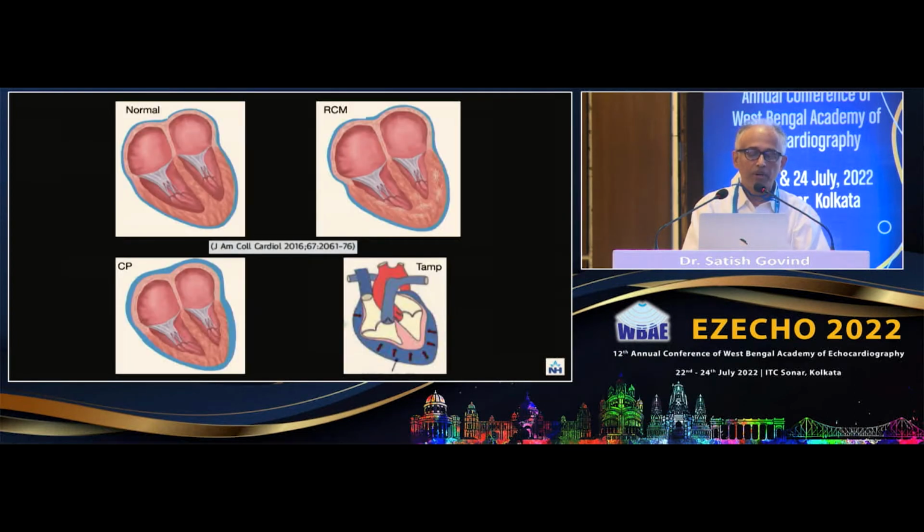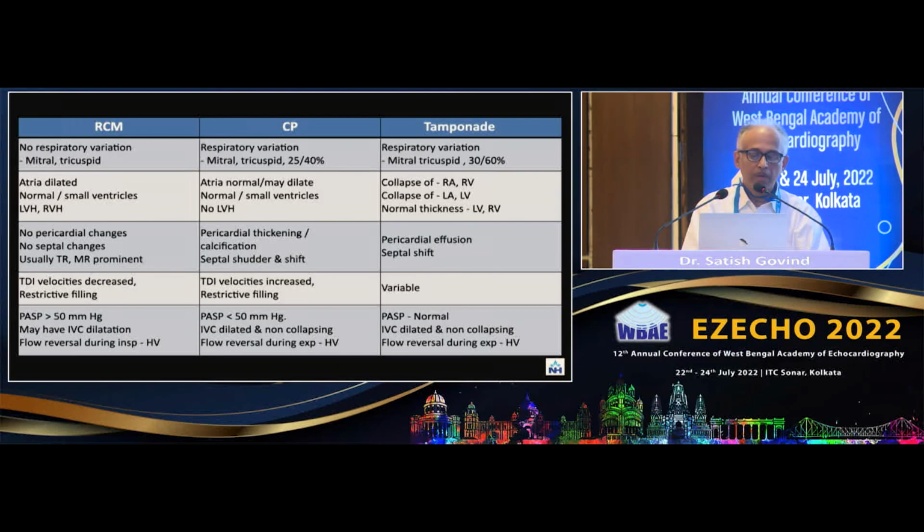So just a summary of how we look at it. You have normal, you have the constriction here, and then you have the tamponade, more or less similar to each other. And these are the various ways of looking at restriction, constriction, and tamponade: looking at respiratory variation, looking at chambers, looking at pericardial changes, use of tissue Doppler and the restrictive filling, and then looking at PA pressures. The constriction will have variations. The atria will be dilated, while in tamponade there will be compression of the chambers, and then you have the thickening, and the PASP will be higher in restriction. So these are again various points on how to look at it.